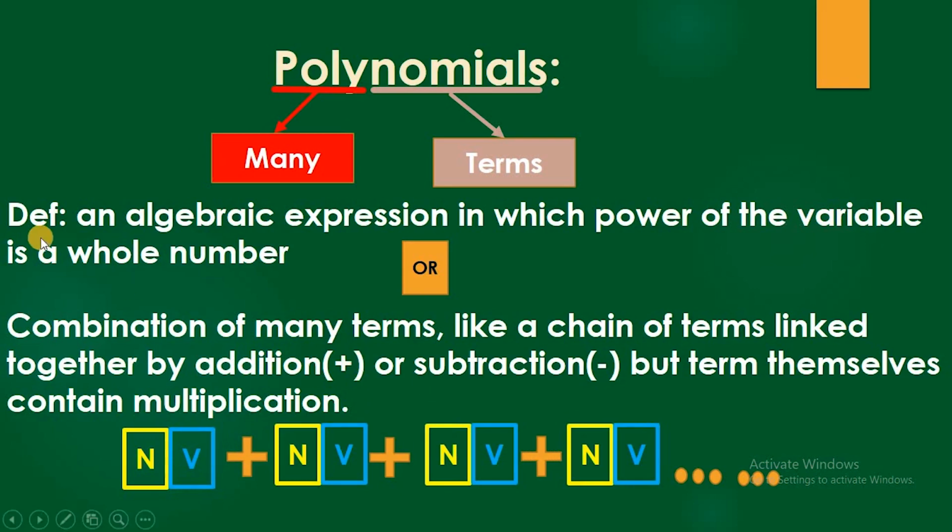And one important point to remember is that the power of the variable should be a whole number in a polynomial. While discussing algebraic expressions, it is not necessary that the power of the variable is a whole number or a natural number or anything else. But in case of a polynomial, it is very important that the power of the variable should be a whole number.